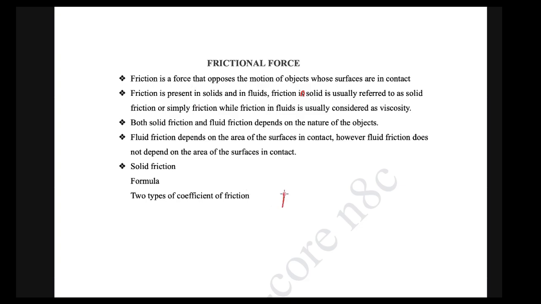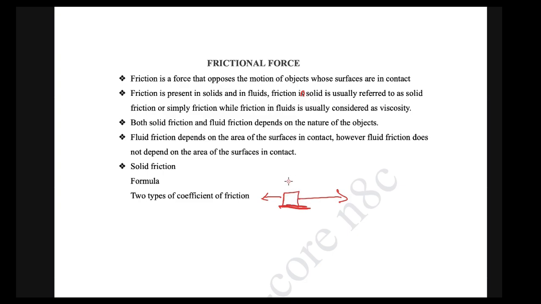So when you have two objects that are in contact, let's say a box and a table, the force that opposes the motion of surfaces that are in contact is known as frictional force. It means that if you want to move the object forward, frictional force is going to act in the opposite direction to oppose the motion.